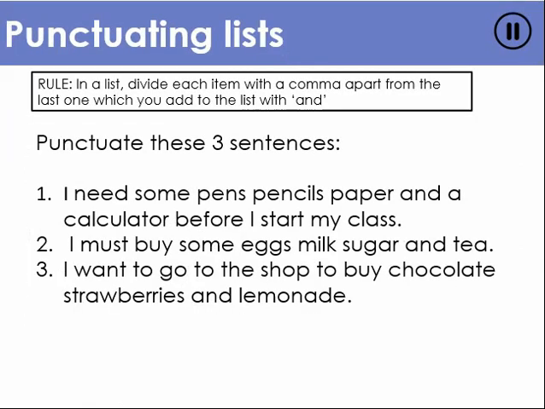Punctuating lists. Rule: in a list, divide up each item with a comma apart from the last one, which you add to the list with and. 1, I need some pens, pencils, paper, and a calculator before I start my class. 2, I must buy some eggs, milk, sugar, and tea. 3, I want to go to the shop to buy chocolate, strawberries, and lemonade. That should be pretty straightforward.